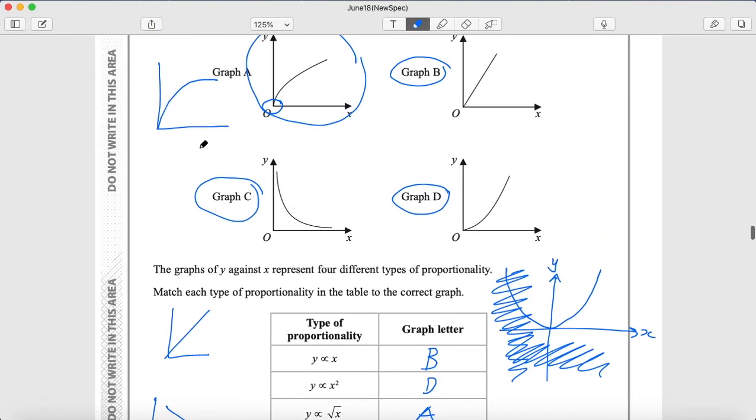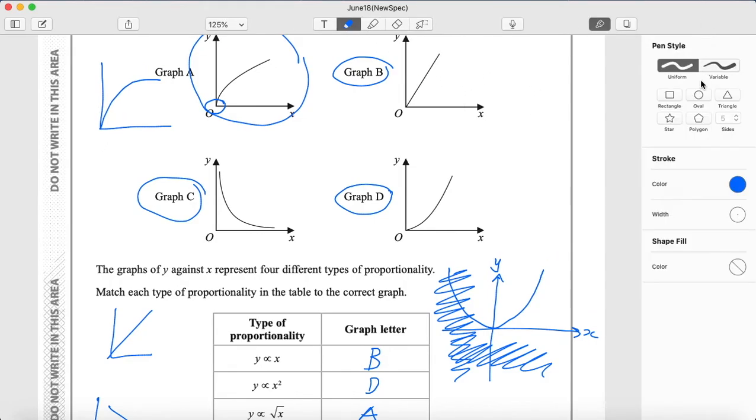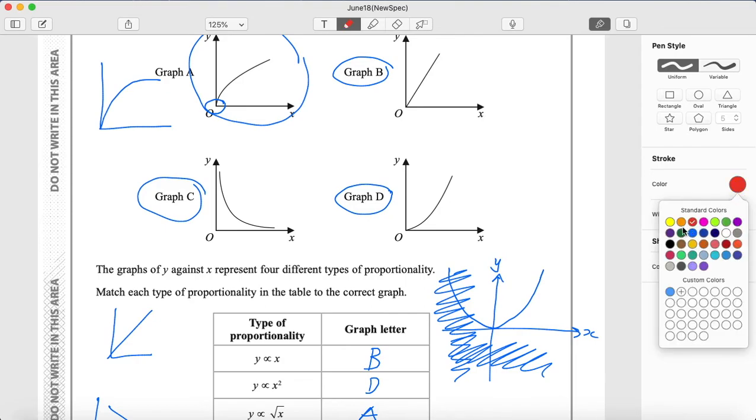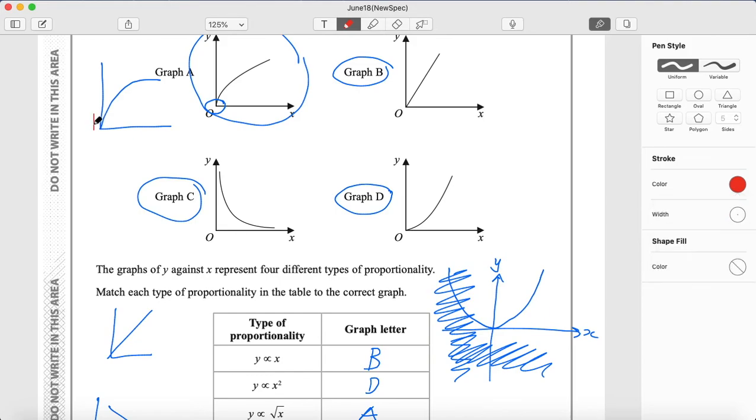It's not too difficult to remember, and also it kind of looks a bit like, if I just change the colour here, this shape of the graph, this down, up, and like that, looks kind of like our square root. So that might be one way to remember it.